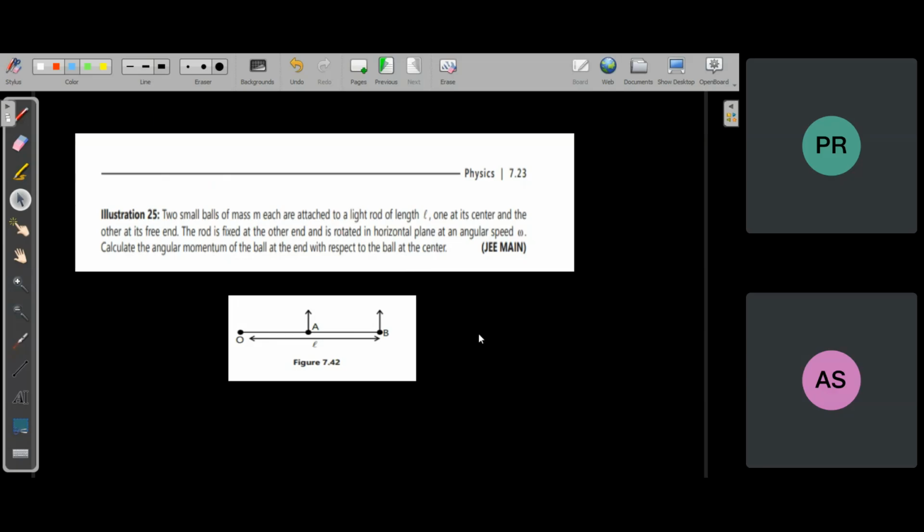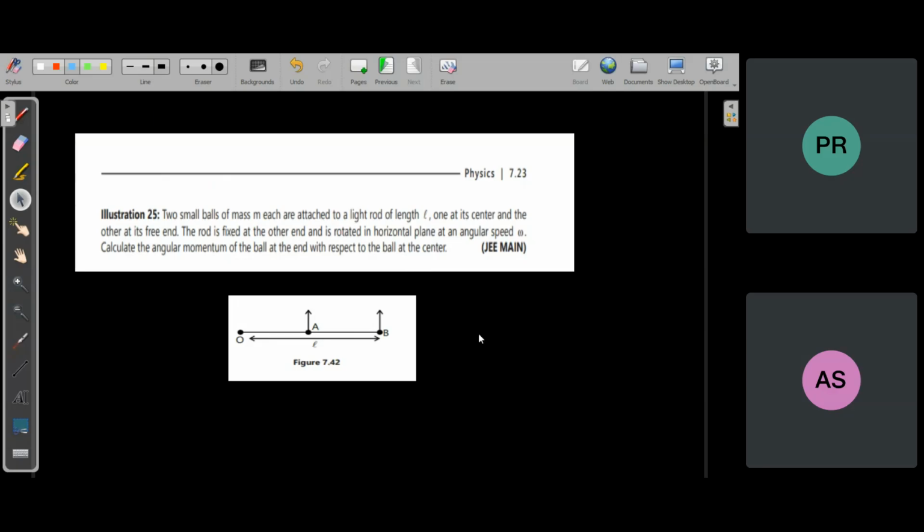Length L, with one ball at its center and another at the end. The rod is fixed at the other end and is rotated in a horizontal plane. Calculate the angular momentum of the ball at the end with respect to the ball at the center, the relative angular momentum.